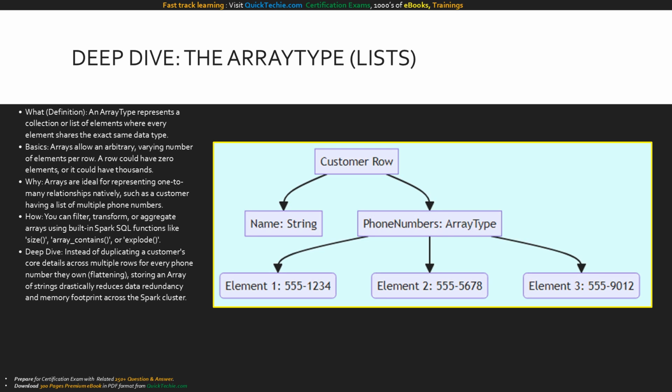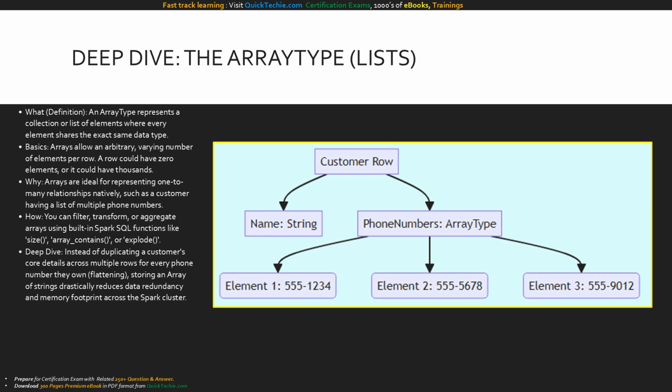By definition, an array type is a collection of elements where every single item must be of the exact same data type. Let's look at the basics. Unlike structs, which have a fixed number of fields, an array allows a dynamic number of elements per row. One user might have no items in their array, while another has 100. Why is this useful? It allows us to seamlessly model one-to-many relationships natively. Imagine a user with multiple phone numbers or a list of recent purchase amounts.